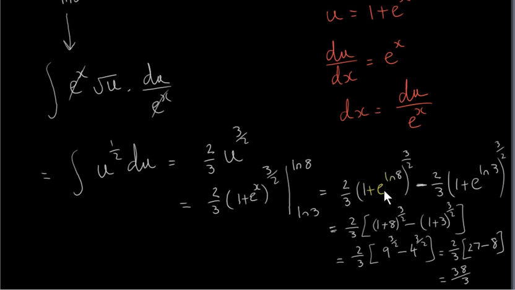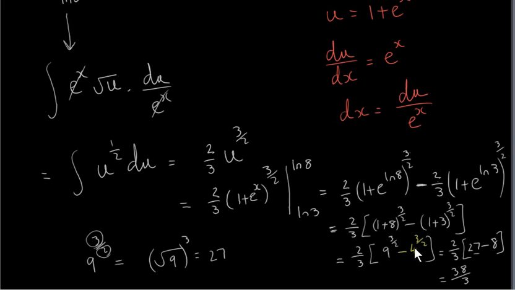So here we get 1 plus 8 to the power of 3 over 2. And then we have a minus sign, 1 plus 3 to the power of 3 over 2. And I factorized out the 2/3. 1 plus 8 is 9. What is 9 to the power of 3 over 2? Well, this number here is the root. So we get the square root of 9. And the number on top is the power. We cube the result. The square root of 9 is 3. 3 cubed is 27.